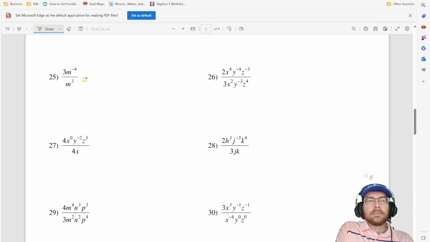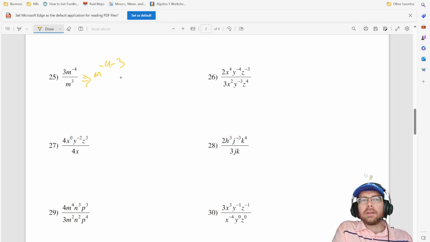So with this one, let's see. So let's move it first. So 3. Actually, you know what? I kind of like the other way better. So let's do that. So we would say m to the negative 4 minus 3. So we're going to do power minus a power, which is m to the negative 7, which is 1 over m to the 7th.